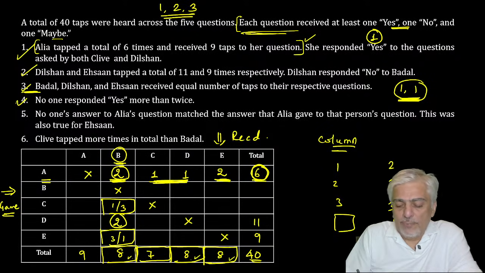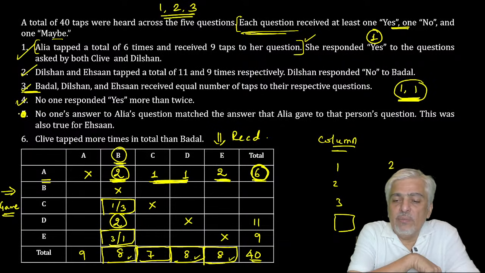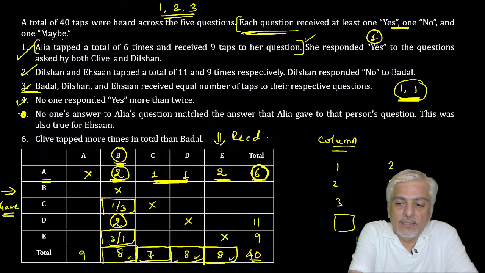I don't want you to read point 5 now. We will come to point 5 later. Everybody will come to point 5 later. Let's go to point 6. What is point 6? Clive tapped more times in total than Badal.